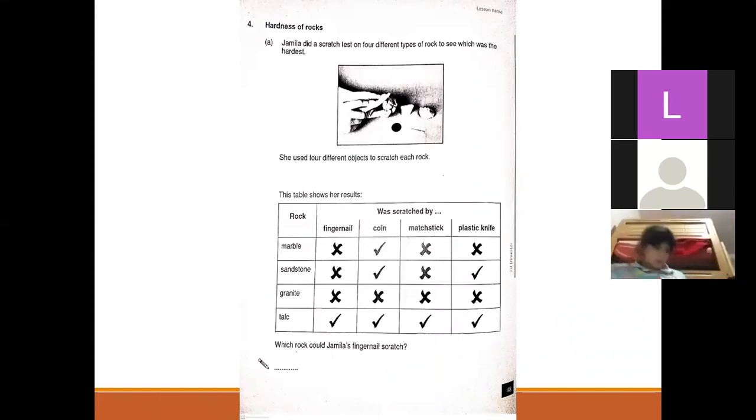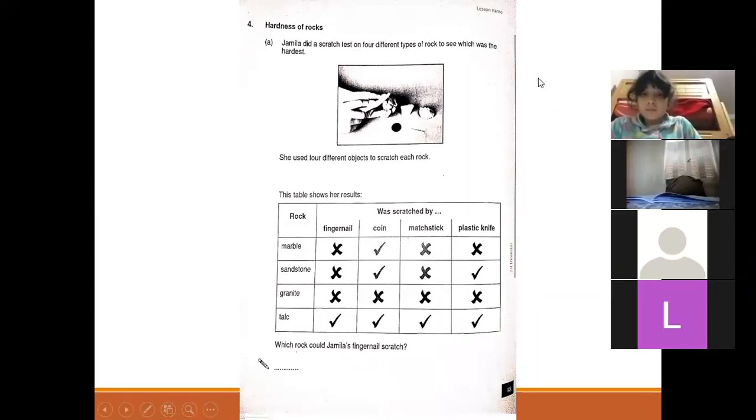Okay. Yeah. The answer is talc. The answer is talc, exactly. So the only thing Jamila's fingernail was able to scratch is the talc, because as you can see, there is a tick in front of the talc. So this means that the fingernail was able to scratch the talc. Thank you, Julie. So the answer is talc. Now, page 49.